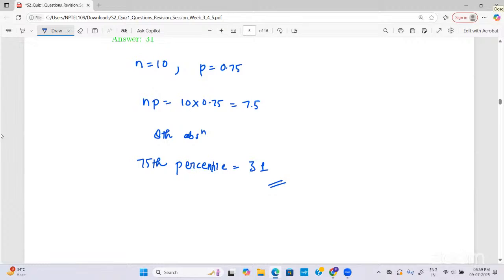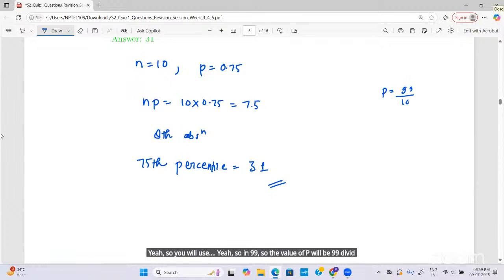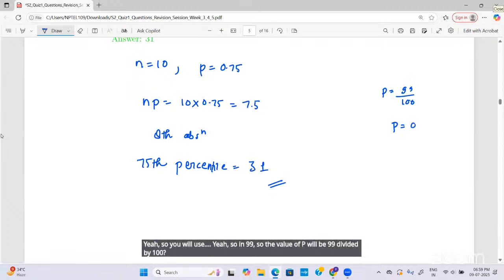So in 99, the value of P will be 99 divided by 100. So P will be 0.99.